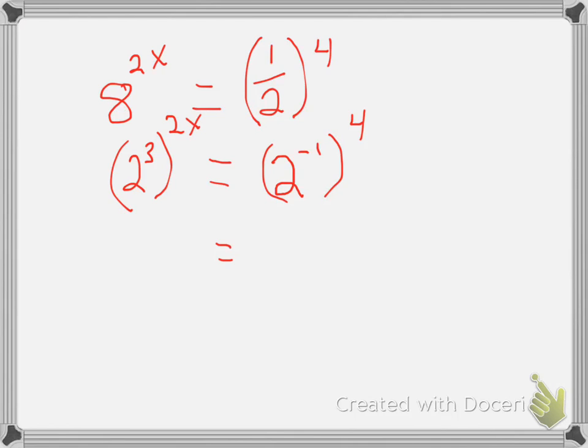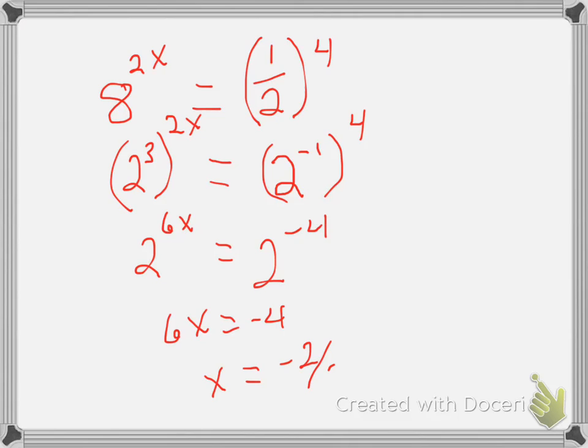So, let's see. 2 cubed to the 2x becomes 2 to the 6x power. 2 to the negative 1 power raised to the 4th power becomes 2 to the negative 4th power. That tells me that 6x equals negative 4, so x is equal to negative 2/3. Okay? Alright. So, now, let's take a look at graphing one of these things.